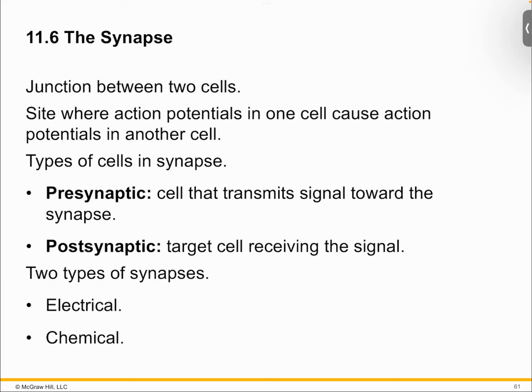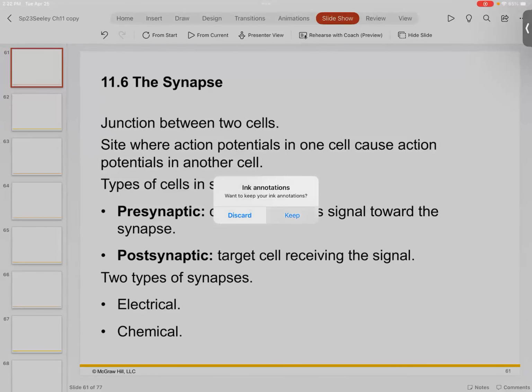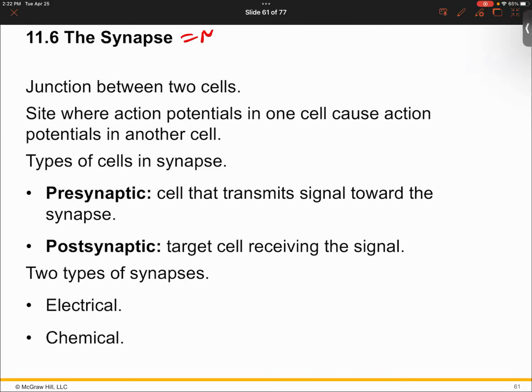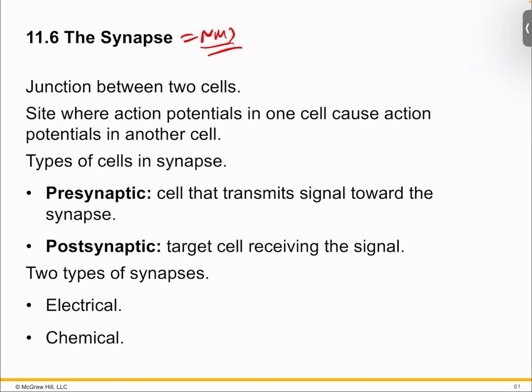The synapse pretty much is all review. Why? Because the neuromuscular junction is a synapse. So when we were learning the neuromuscular junction, that basically is a synapse. And so we have our presynaptic and postsynaptic target. We had a chemical synapse, right? So acetylcholine.